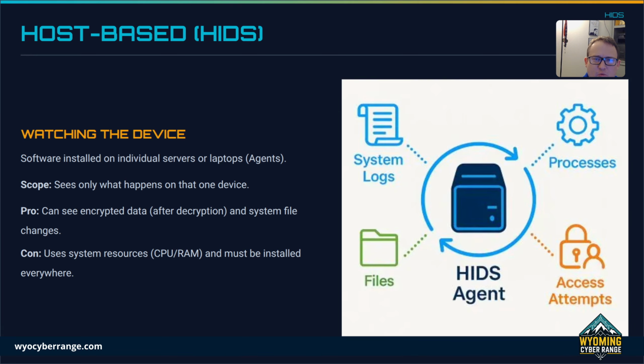Now, on the other hand, we have the host-based intrusion detection system. This is software installed directly on the servers or the laptops. It sees only what happens on that one device. It can see encrypted data because it's decrypted on the host. And system file changes can also be seen here. Now, the con here is it's going to use additional CPU and RAM. So you need to install it everywhere within your systems, but know that it will slow down the end user's computers.